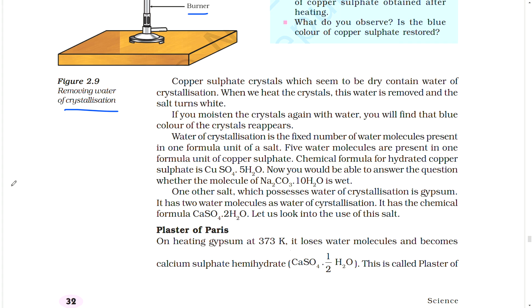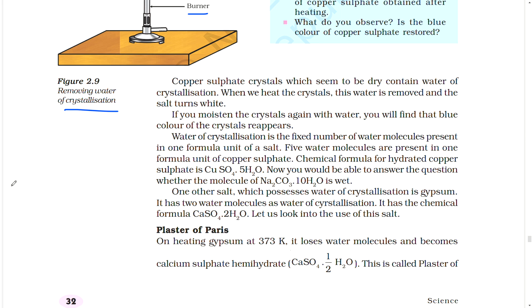Water of crystallization is the fixed number of water molecules present in one formula unit of a salt. 5 water molecules are present in one formula unit of copper sulfate. The chemical formula for hydrated copper sulfate is CuSO4·5H2O. And now you would be able to answer the question whether the molecule of Na2CO3·10H2O is wet.